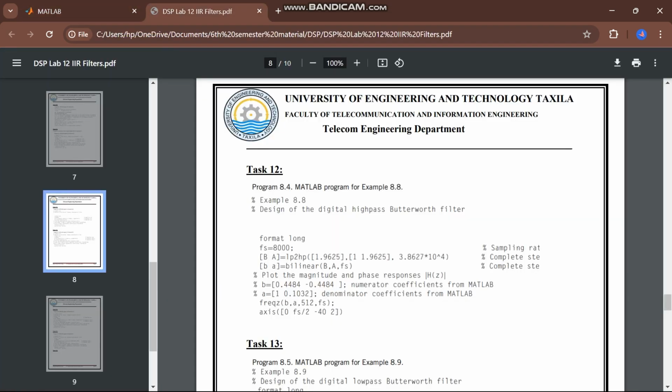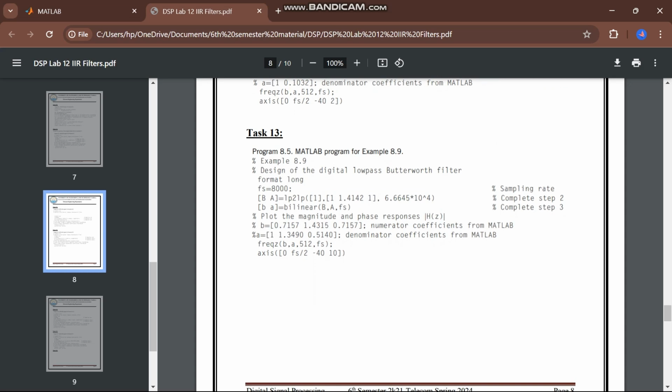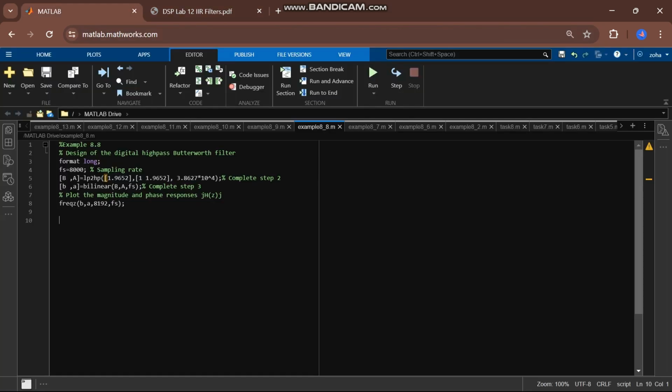In the next task, we have to perform example 8.9, that is the digital low-pass Butterworth filter. We have used the low-pass to low-pass transformation, and the order of the filter taken here is 2. This shows our cutoff frequency, and we have then used the bilinear transformation on our previously obtained s-domain filter, and the freqz function is used to plot the magnitude response.